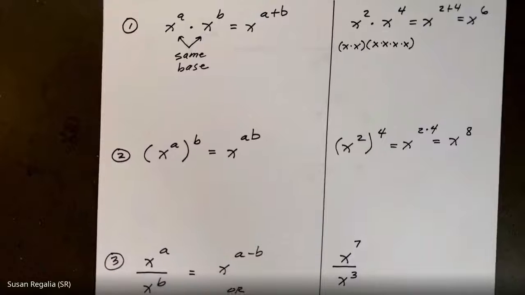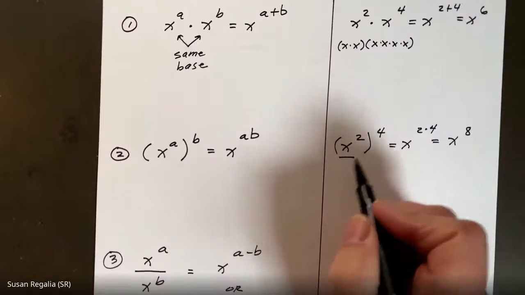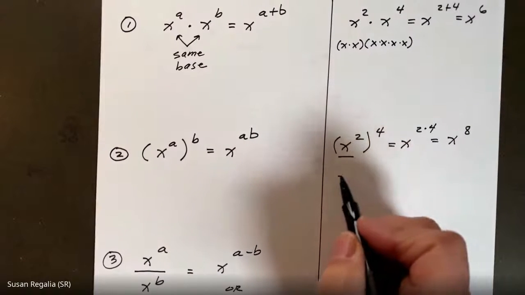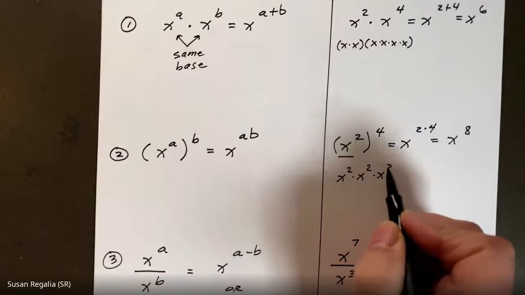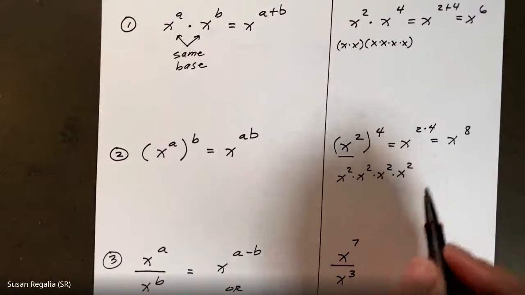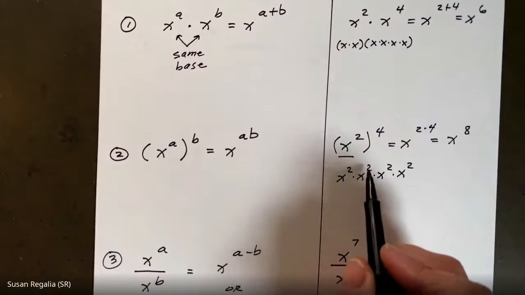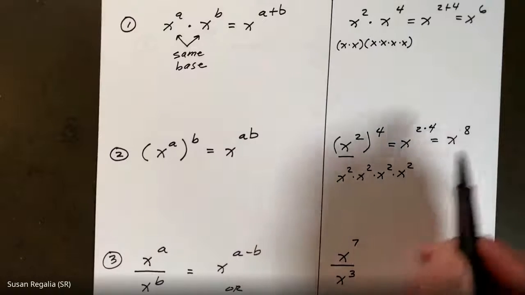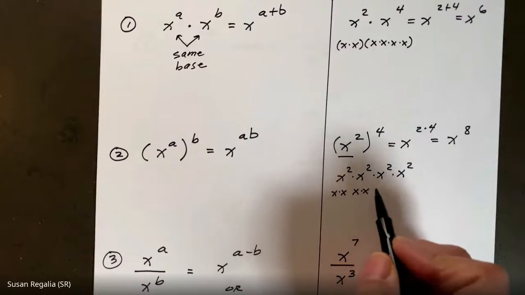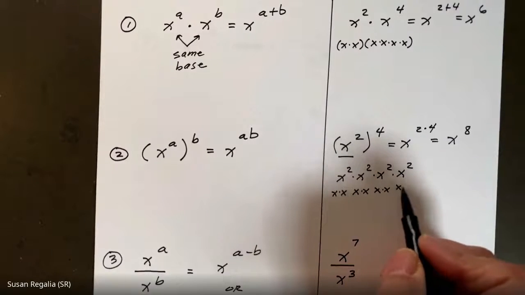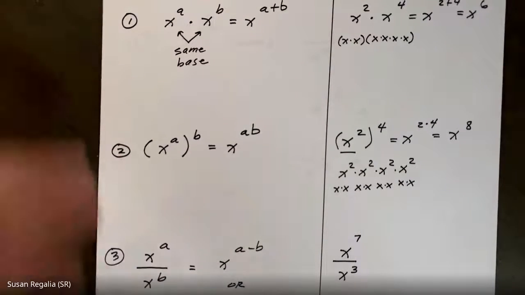And if we think about why that works, what this says is I'm taking x squared and multiplying it by itself 4 times. So I have x squared times x squared times x squared times x squared. And I know using the property above that this would be x to the 2 plus 2 plus 2 plus 2 or 8. And if I think about it completely expanded, I've got x times x for each little pair here. So if you count those up, I have 8 powers of x.